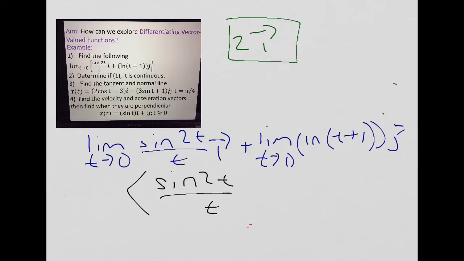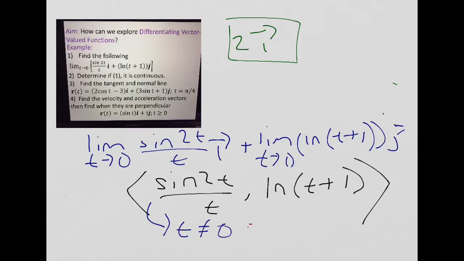This is another way to write a vector. If we take a look at each component, it's going to be continuous except where t equals 0, because we can't have our denominator equal 0. Also, this expression must be greater than 0. So our vector-valued function is going to be continuous except for t equal to 0, and t has to be greater than -1.